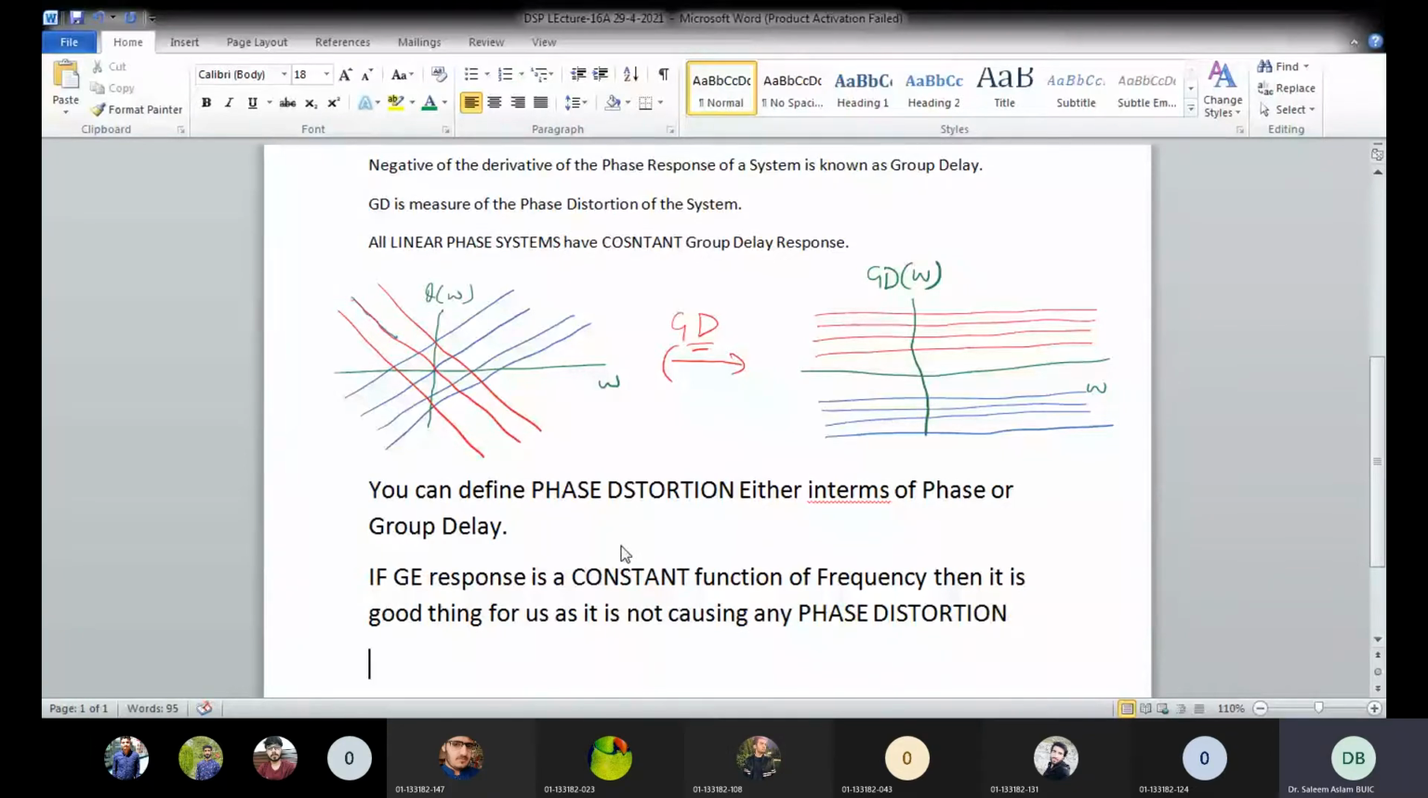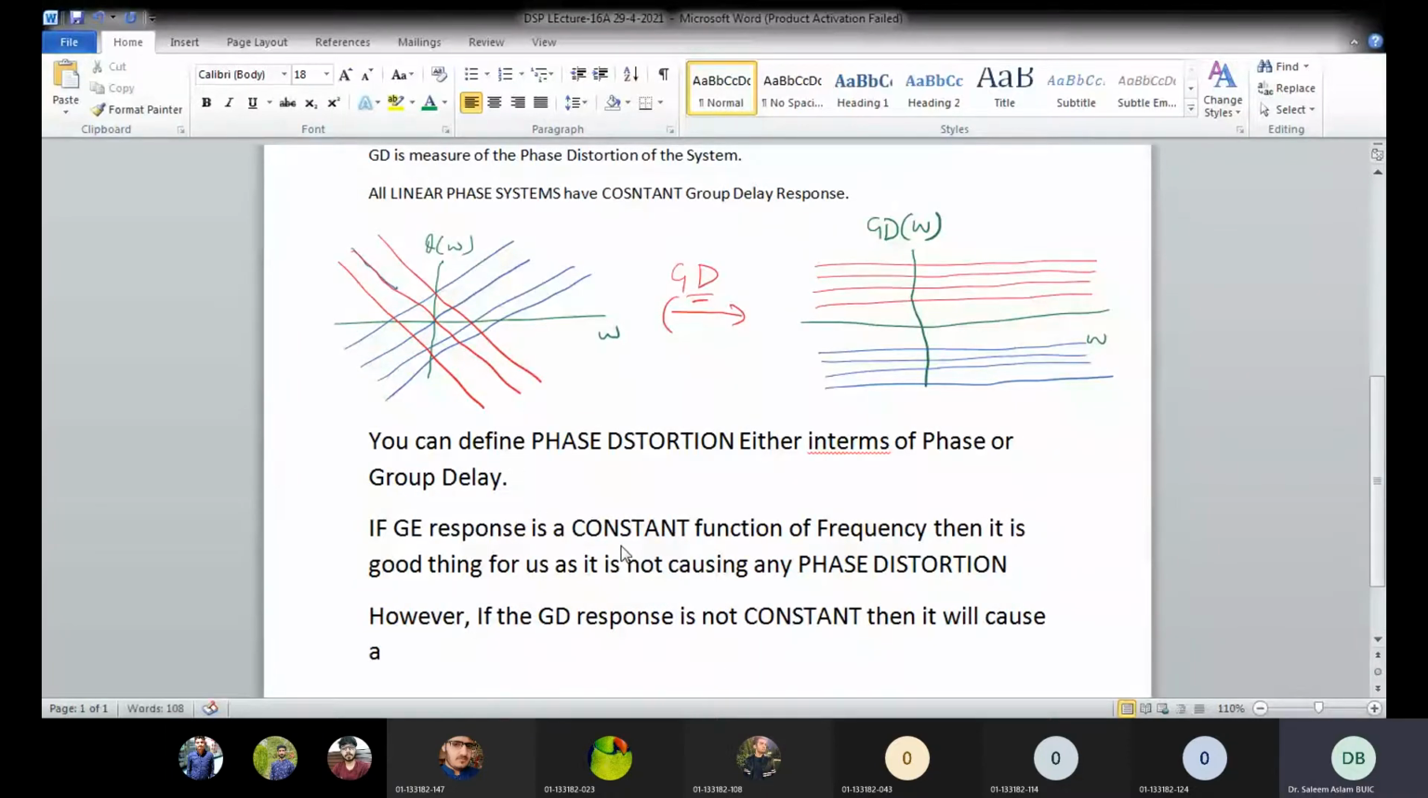However, if the group delay response is not constant, then it will cause phase distortion. Right? It will cause phase distortion.